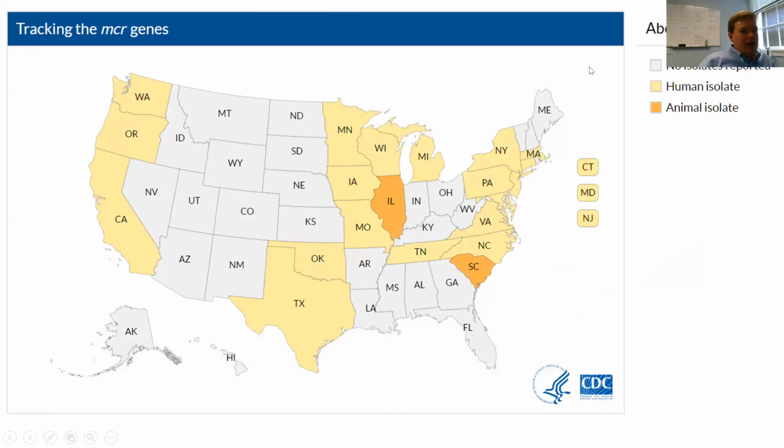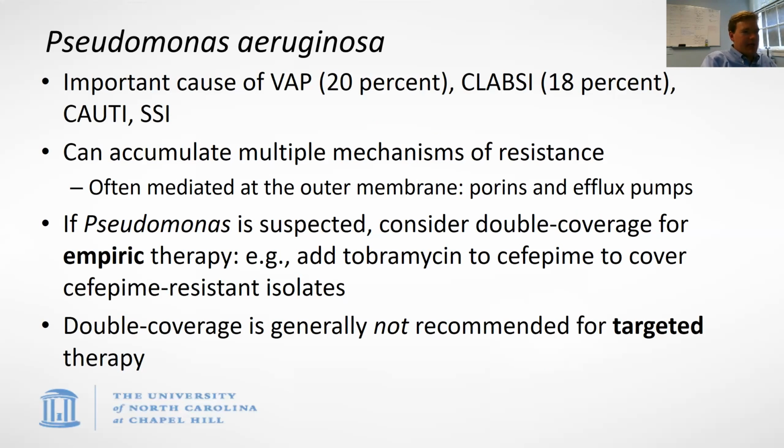So I think I updated this. This is MCR genes in the U.S. These are the states where the MCR gene has been found in human isolates in yellow or animal isolates in orange. Still rare, but you also don't know if you're not looking for it. But CDC is setting up surveillance. And you can see it's more common on the coasts and in the populated areas in the Midwest because it's related to international travel.